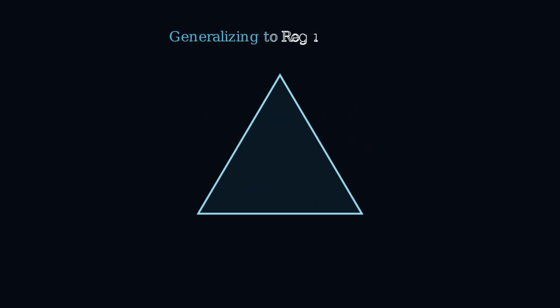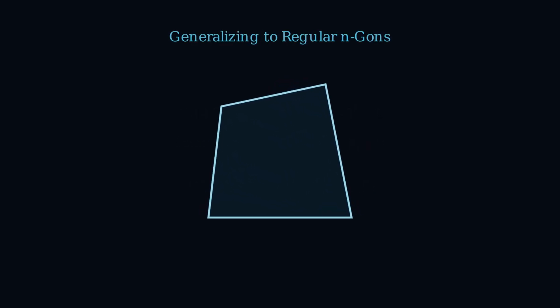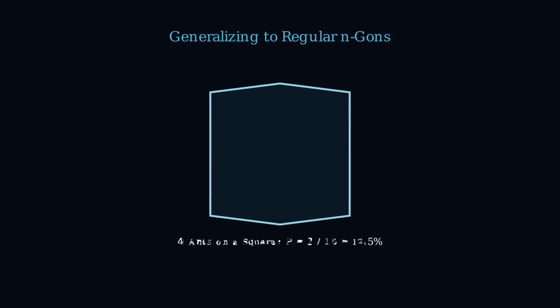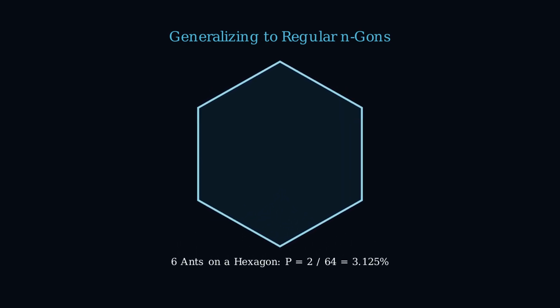We can generalize this to regular n-gons. For a square with 4 ants, the probability drops to 2/16, or 12.5%. For a hexagon with 6 ants, the probability shrinks even further to 2/64, just 3.125%.